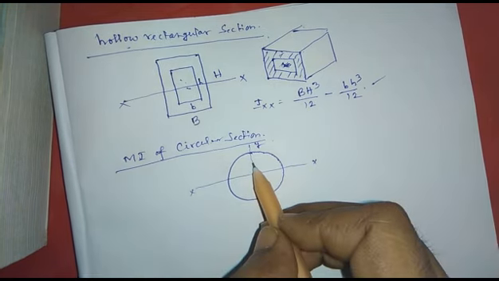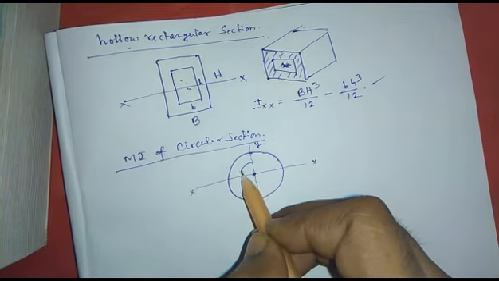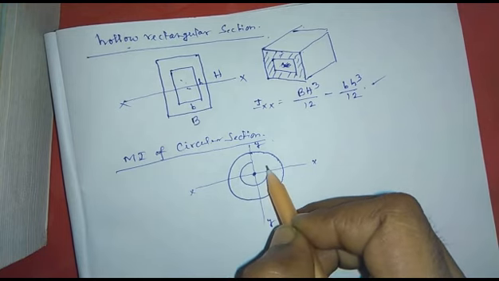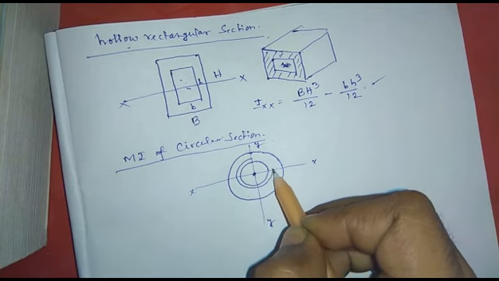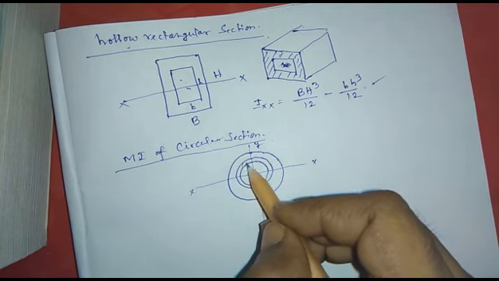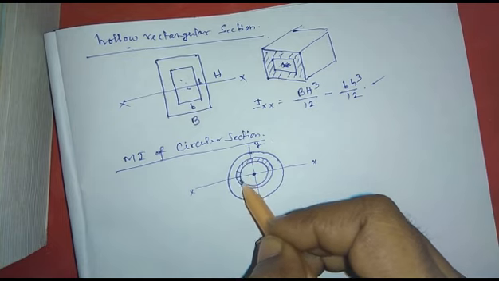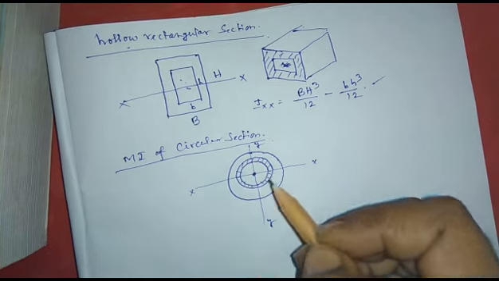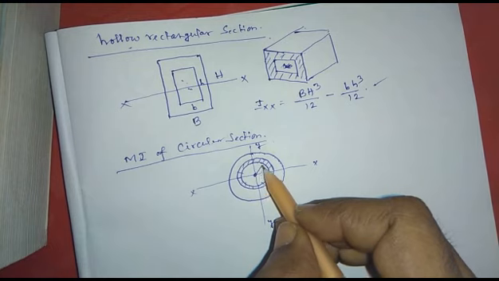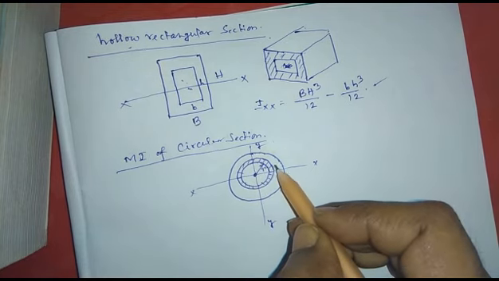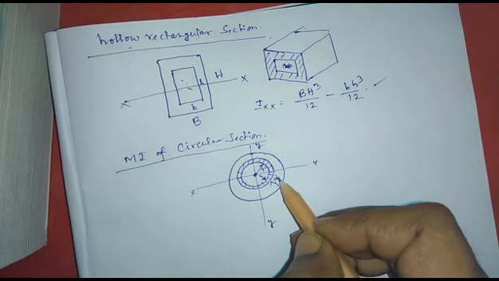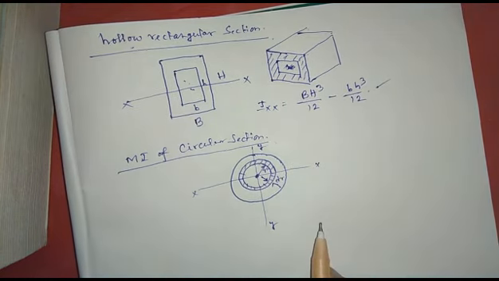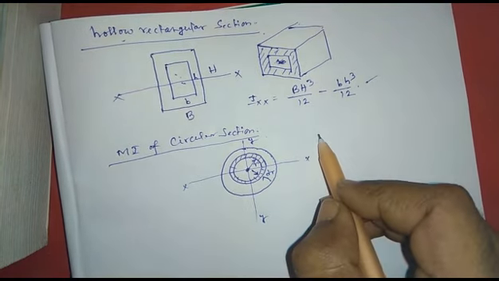So for that, we are considering one elemental annular section at a distance r of width dr. Okay. So what will be Izz?